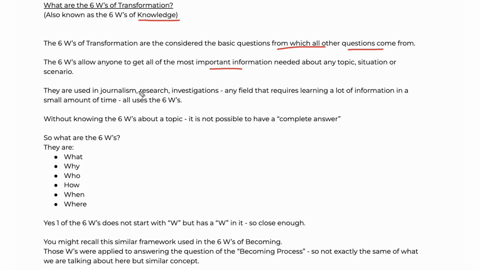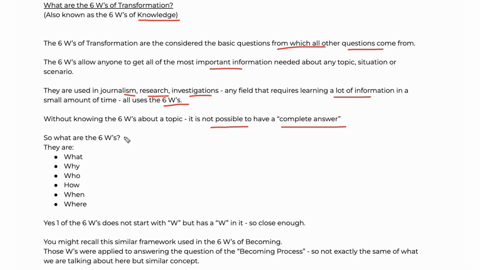They're used in journalism, research and investigations, really any field that requires learning a lot of information in a small amount of time, but really any learning process in general. Without knowing the 6 W's about a topic, it's really not possible to have a complete answer around that topic.